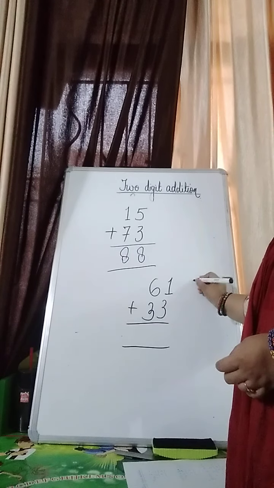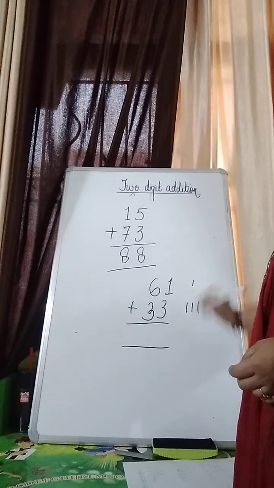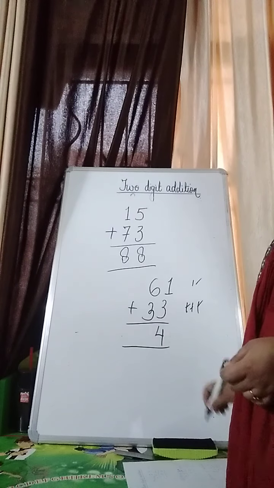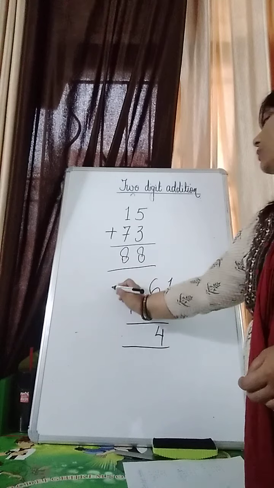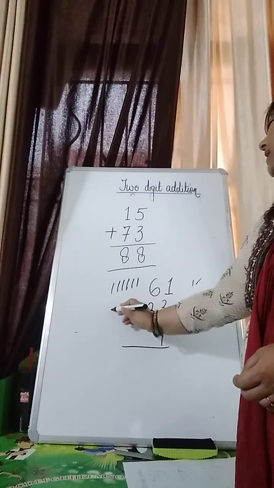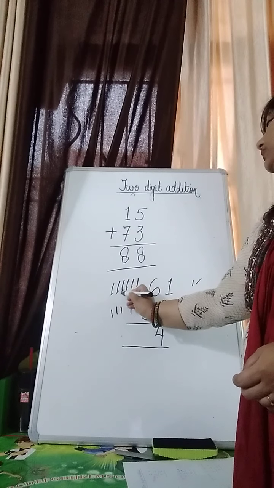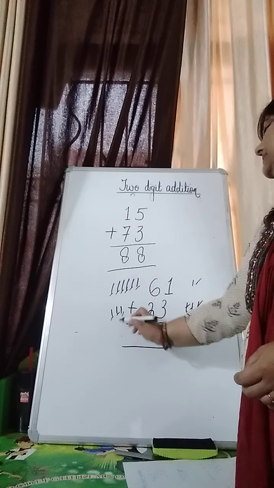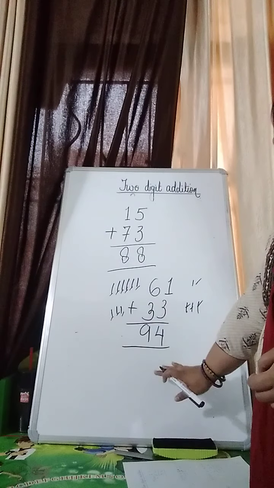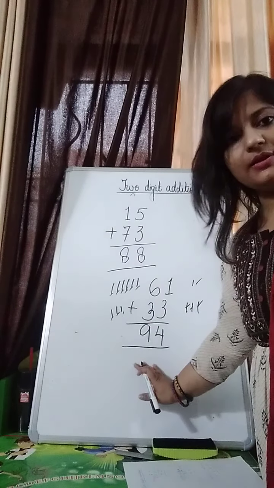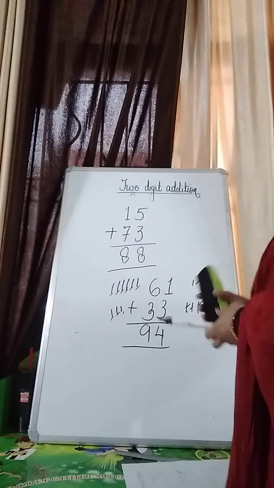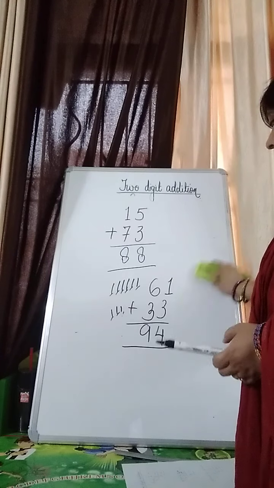Number line: 1, 1, 2, 3. 1, 2, 3, 4. Okay? And for 6 and 3: 1, 2, 3, 4, 5, 6, and then 1, 2, 3. 1, 2, 3, 4, 5, 6, 7, 8, 9. Here comes 9. 94. Okay? This I have counted by using the number lines. Now I am going to count it by using my fingers also.